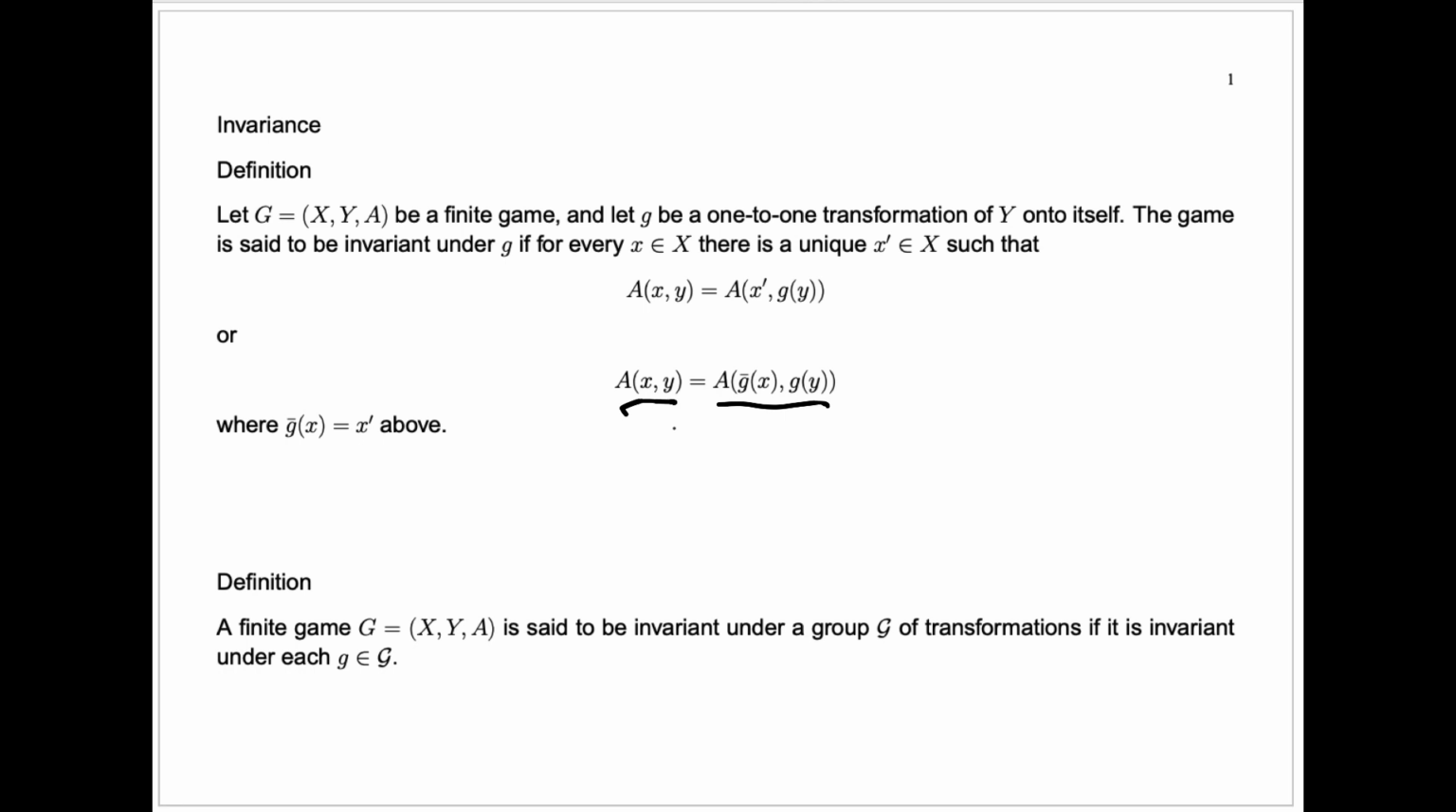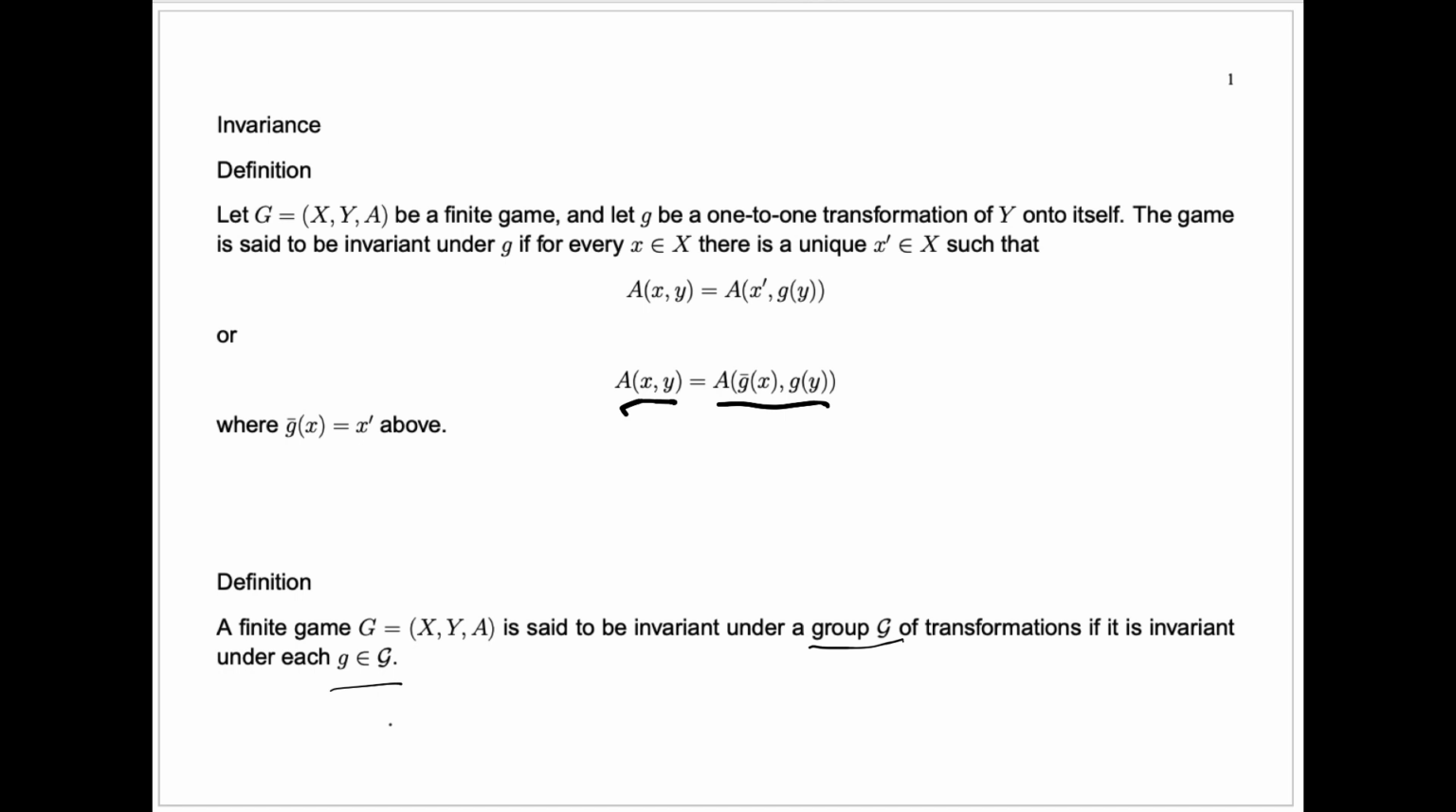And we have this product which consists of composing transformations. So if a game is invariant under two transformations, it will be invariant under the product or composition of these transformations. So we can then talk about the concept of a game being invariant under an entire group of transformations if it's invariant under each individual transformation in that group.